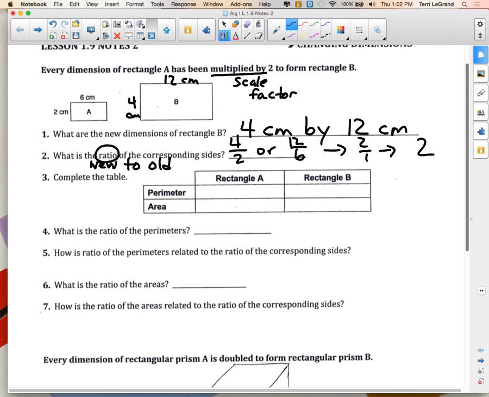Okay, complete that table. Find the perimeter of rectangle A and find the perimeter of rectangle B. Find the perimeter of rectangle A, or the area, I mean, and the area of rectangle B. You know how. Perimeter is what? All the sides added together. You can shortcut that because lengths are the same, widths are the same within one figure, right?